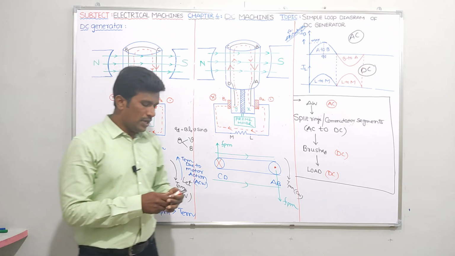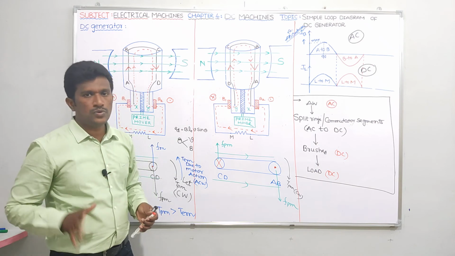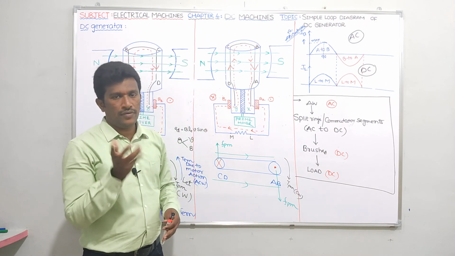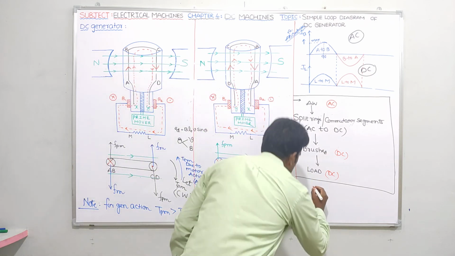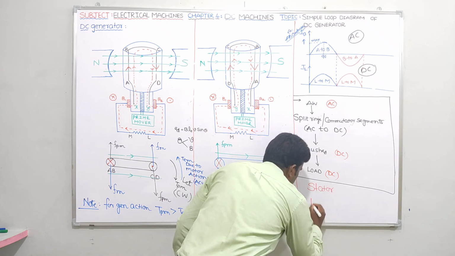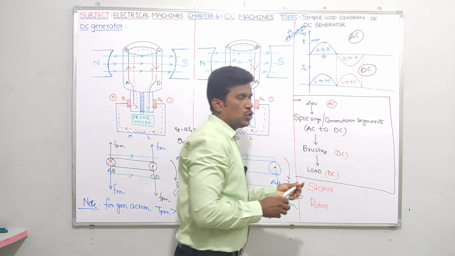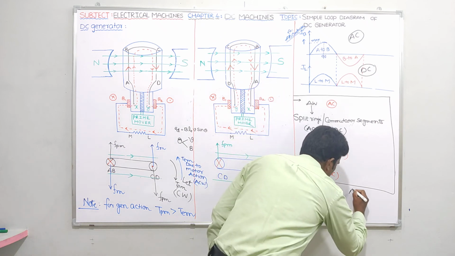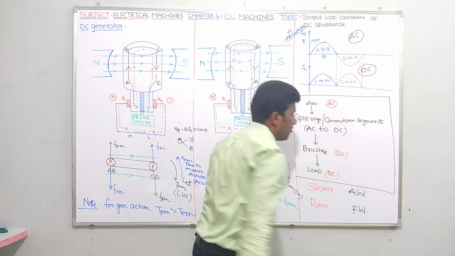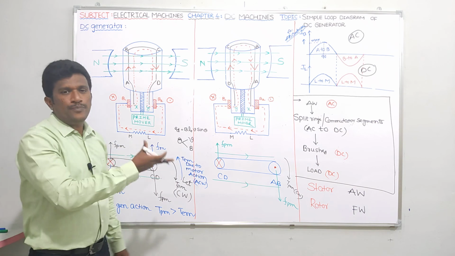And you may get one doubt. Why am I using the word mechanically rotating? Rectifier means it is converting AC to DC, and why are you using that word mechanical rotating? Very simple. Generally, in a DC generator and DC motor, you will be having a stator, which is the stationary portion, and a rotor, which is the rotating portion, and you will be having two windings. What are those windings? Armature winding, let me write AW, and field winding, FW.